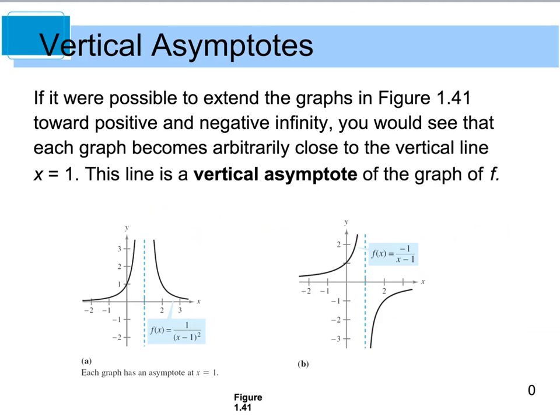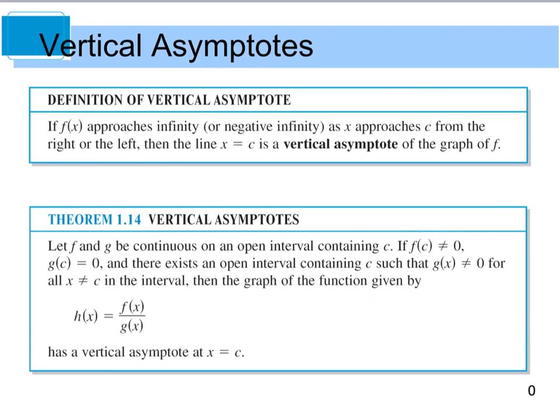And if it were possible to extend your graphs, you would see that your graph becomes arbitrarily close to but does not actually touch the function itself. Okay, and if you recall, that pretty much is the definition of a vertical asymptote. Vertical asymptotes are these dashed blue lines that we know our function gets close to but does not actually cross. So the definition of a vertical asymptote says as f of x approaches infinity or negative infinity, as x approaches c from the right or the left, then we say the line x equals c is a vertical asymptote.